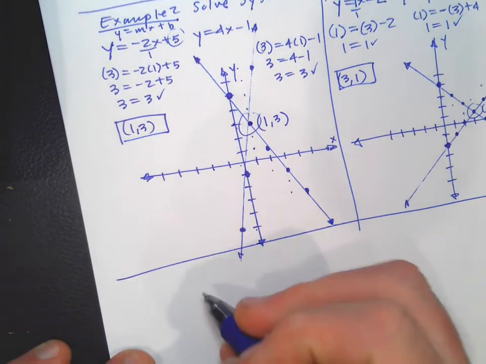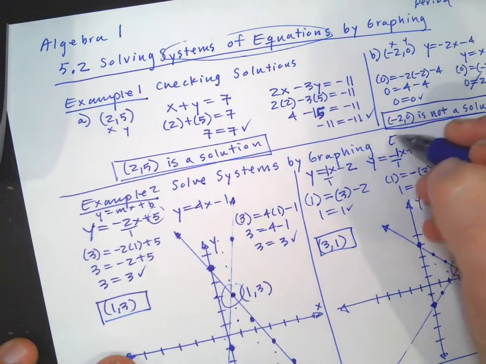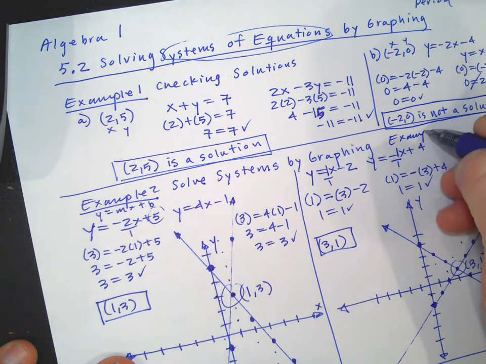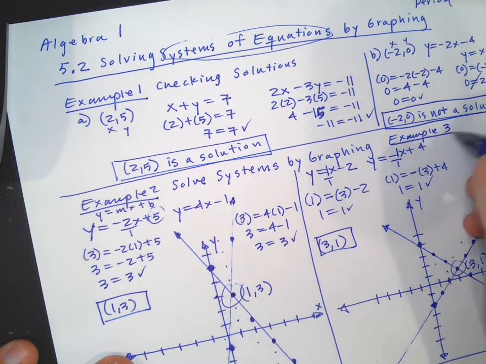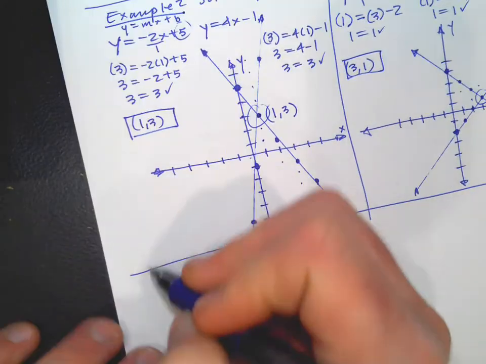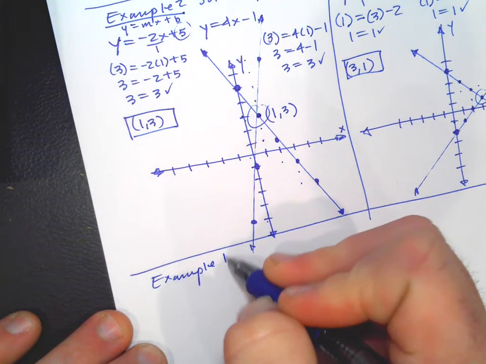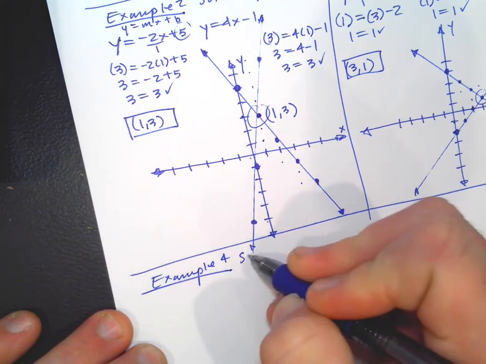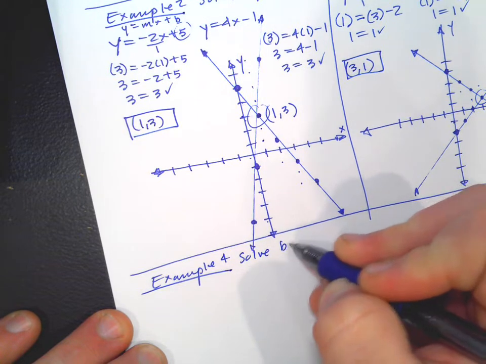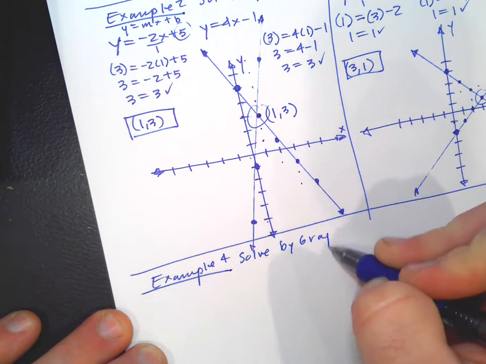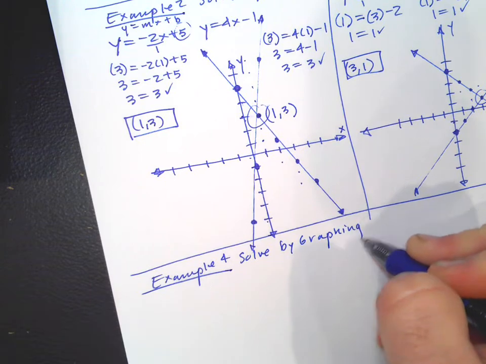Let's see, last example. So that was example 3. So we'll do example 4. One more. And this one will have one extra little challenge to it. Solve by graphing. It's the directions. Solve by graphing.